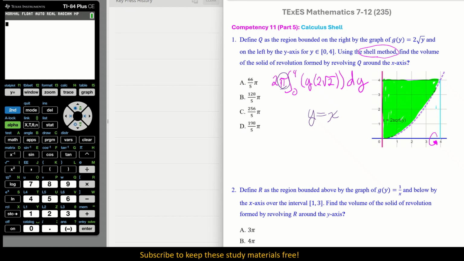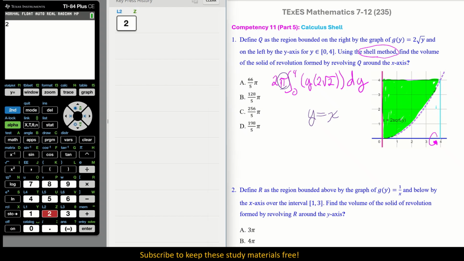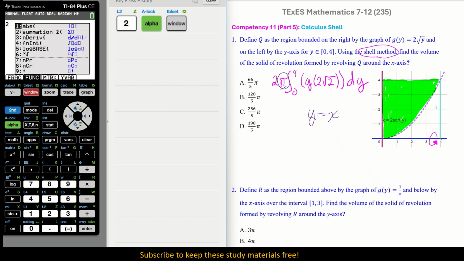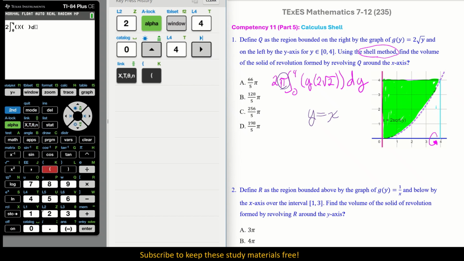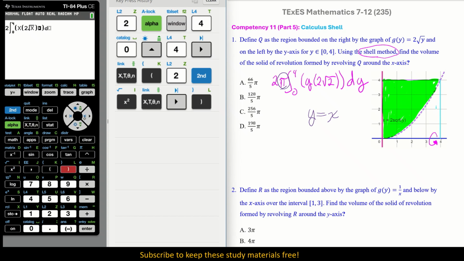All right, so let's do this. I'm going to type in my 2. Now, alpha window, I need number 4, and I'm going from 0 to 4. I'm going to arrow over. Remember, y equals x here, so I need x and more parentheses. Now I have 2 second square root x again, arrow over, close my parentheses again. Then, oops, arrow back in the box. You need to be in the box and put your x again, and you're telling the calculator what to do. Press enter. There you go.